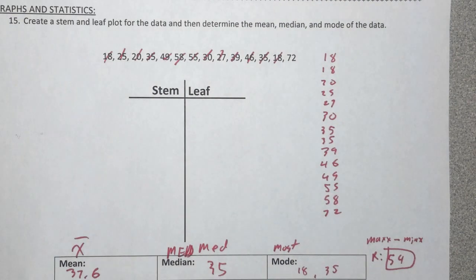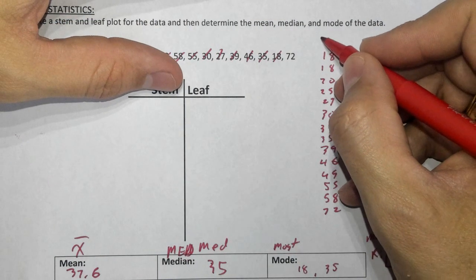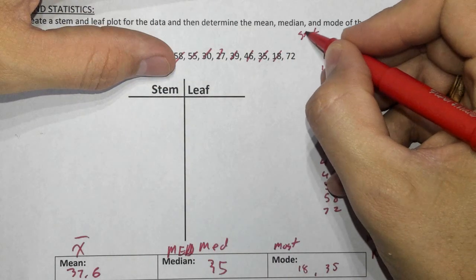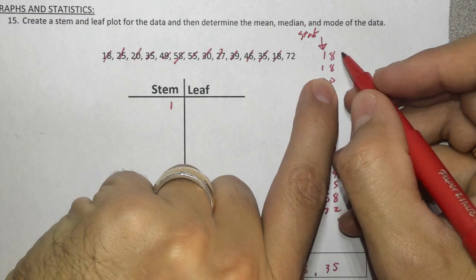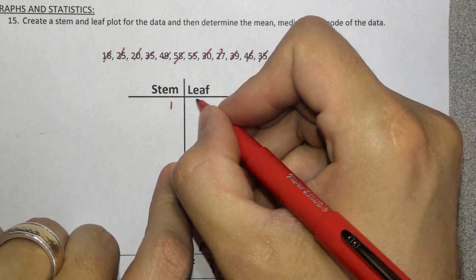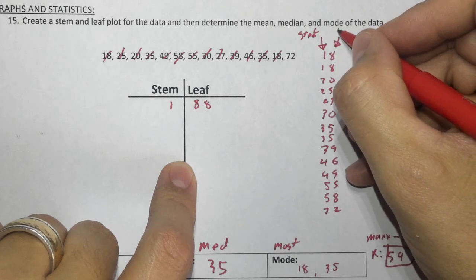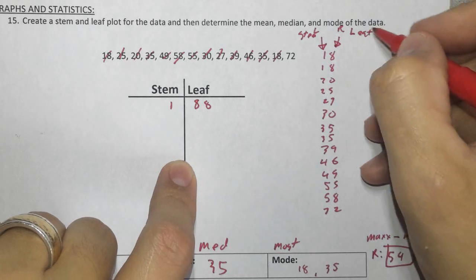To do the stem and leaf plot, we take our numbers and put them over here. Our tens, this is our tens right here. We put those on the left side. That's my stem. So there's a 1. With 1s I have an 18 and 18. So I have an 8 here and an 8 here. This side over here, that is my right side, which is my leaf.